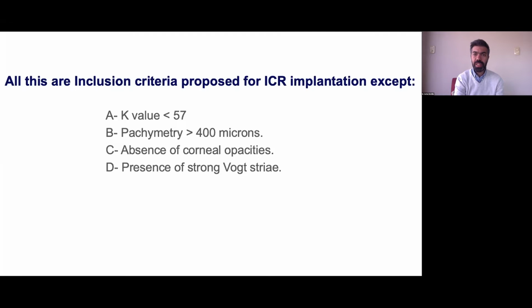So, inclusion criteria proposed for intracorneal ring implantation: K values under 57. Pachymetry more than 400 microns. Absence of corneal opacities. Absence of strong striae. If we have both, we're not going to be able to do the intracorneal ring implantation. We'll have to do a corneal graft. You need to know that it's very important to have less than 57 keratometric values.